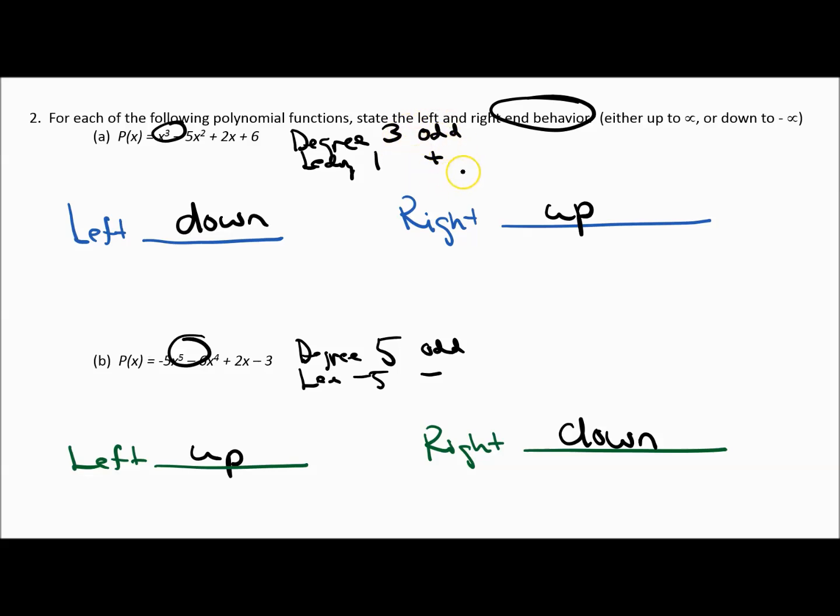So again, an odd degree, both odd numbers, 3 and 5, means they're pointing in opposite directions. Positive leading coefficient means the left's down and the right's up, just like an x to the 3rd graph. Okay, like this. A negative leading coefficient means the opposite. The left is up and the right is down, just like a negative x to the 3rd graph.